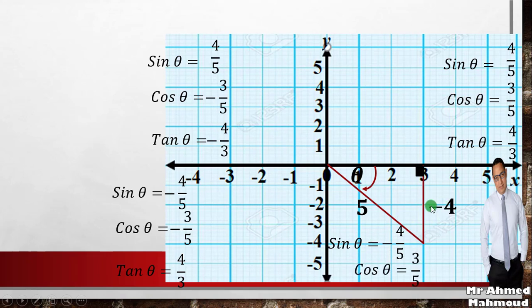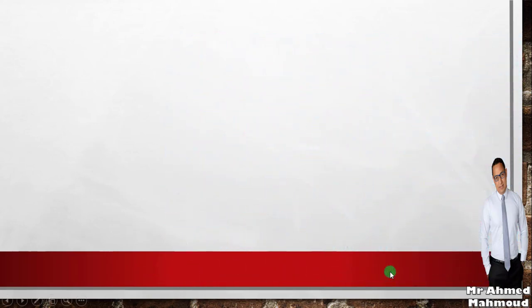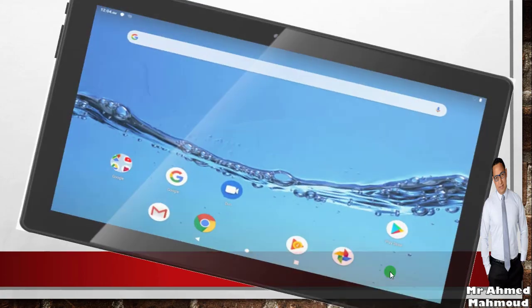Tan theta is opposite over adjacent, negative 4 over positive 3, equal to negative 4 over 3. So by looking at the four quadrants, here all of them are positive, here only sine is positive, here only tan is positive, here only cosine is positive. Okay, let's study the next question.